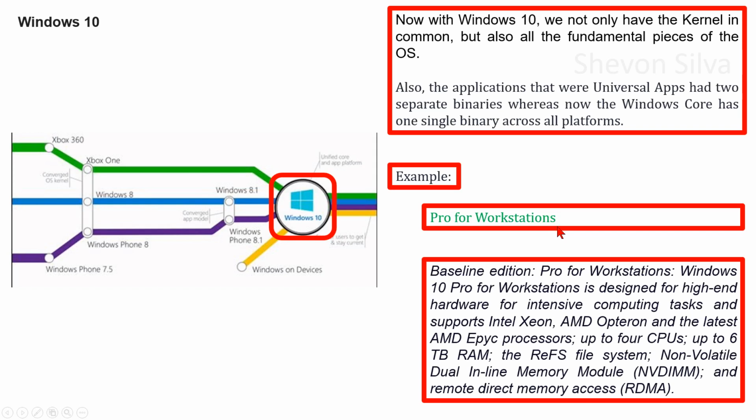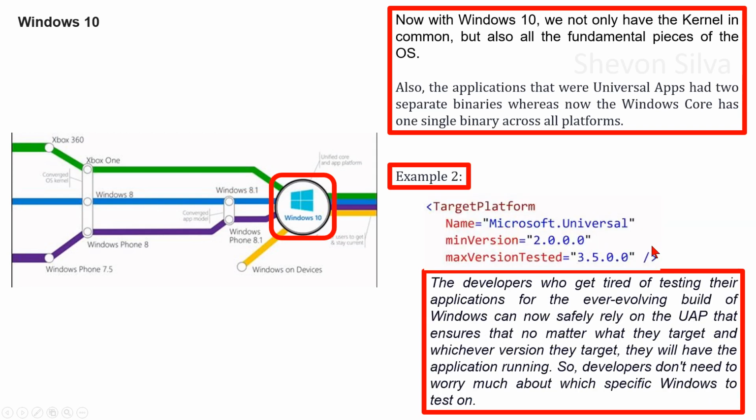As an example, you can consider this baseline edition, Pro for Workstations. Windows 10 Pro for Workstations is designed for high-end hardware for intensive computing tasks and supports Intel Xeon, AMD Opteron and the latest AMD EPYC processors, up to 4 CPUs, up to 6 TB RAM, the ReFS file system, non-volatile dual inline memory module NVDIMM, and remote direct memory access RDMA.